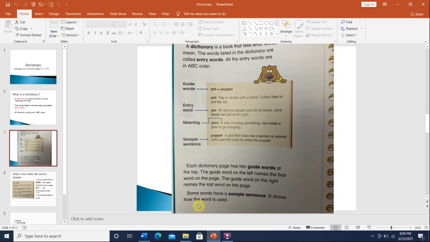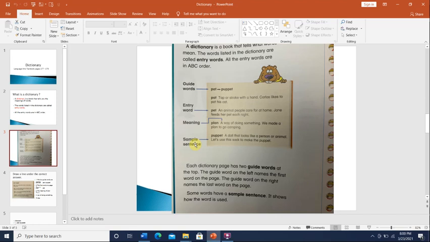Okay? So this is a dictionary page, and these are the important things that you need to know you'll find in a dictionary. So again, what is a dictionary? A dictionary is a book that tells you the meanings of the words. How are the words listed? They are listed in ABC order. And the words that you can look up the definition for are called entry words.